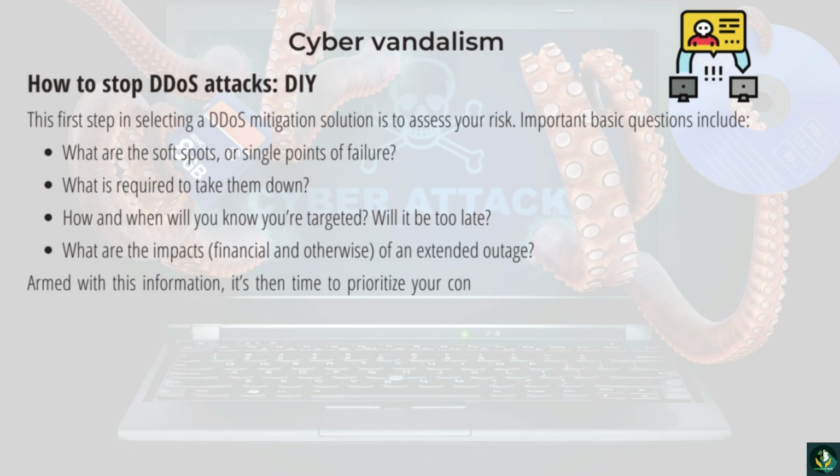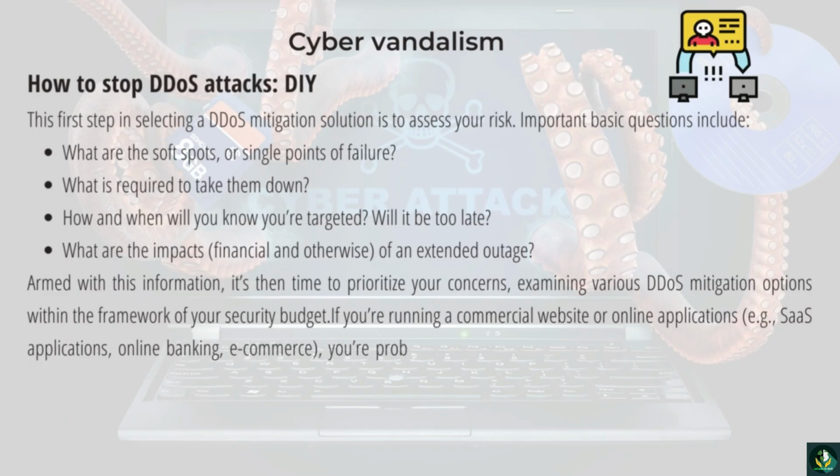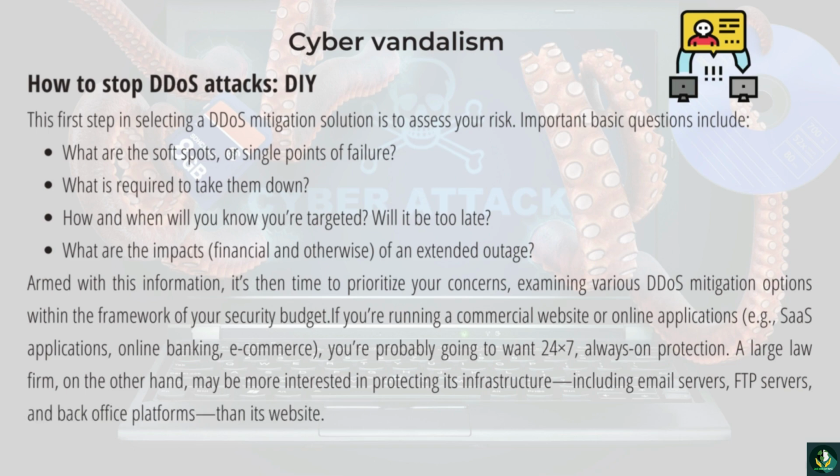Armed with this information, it's then time to prioritize your concerns, examining various DDoS mitigation options within the framework of your security budget. If you're running a commercial website or online applications, for example, SaaS applications, online banking, or e-commerce, you're probably going to want 24/7 always-on protection. A large law firm, on the other hand, may be more interested in protecting its infrastructure, including email servers, FTP servers, and back-office platforms, than its website. This type of business may opt for an on-demand solution.